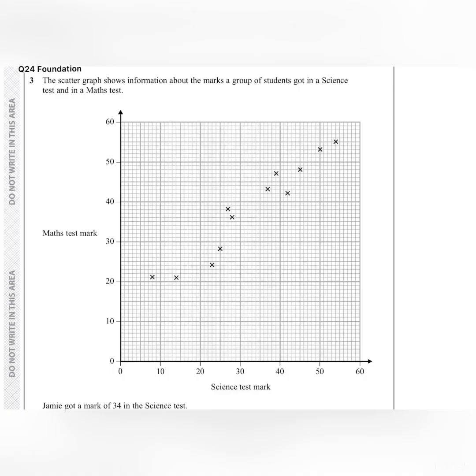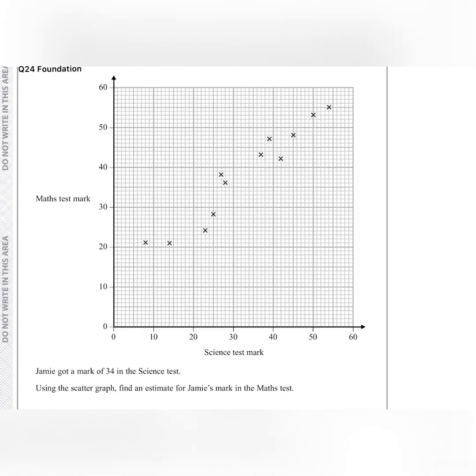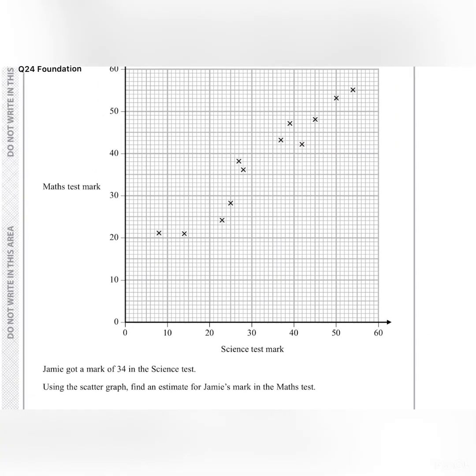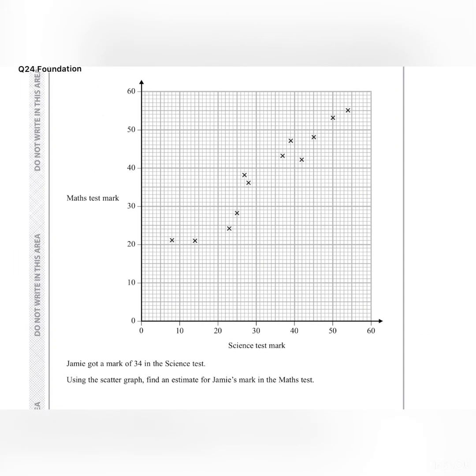Okay, question number 3 says, the scatter graph shows information about the marks a group of students got in a science test and in a maths test. And the maths test marks are on the y-axis and the science test marks on the x-axis. And it says Jamie got a mark of 34 in the science test, and use the scatter graph, find an estimate for Jamie's mark in the maths test.